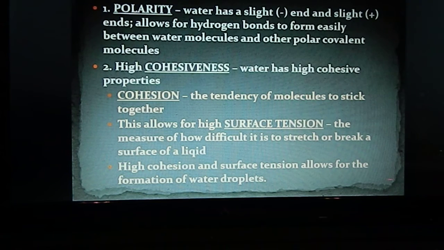And so water has a high cohesiveness. It has a high surface tension. You can go to the creek or pond and you can see these little insects skating on the top of the water. That's because they're light enough that they don't break the surface tension of the water, and the surface tension is caused because it has high cohesiveness.